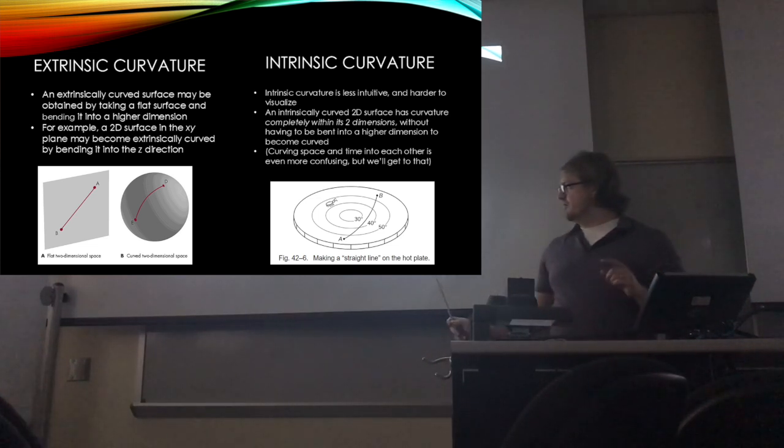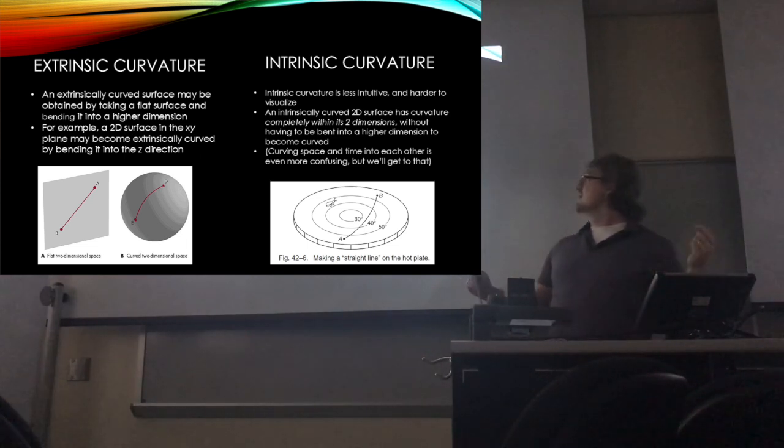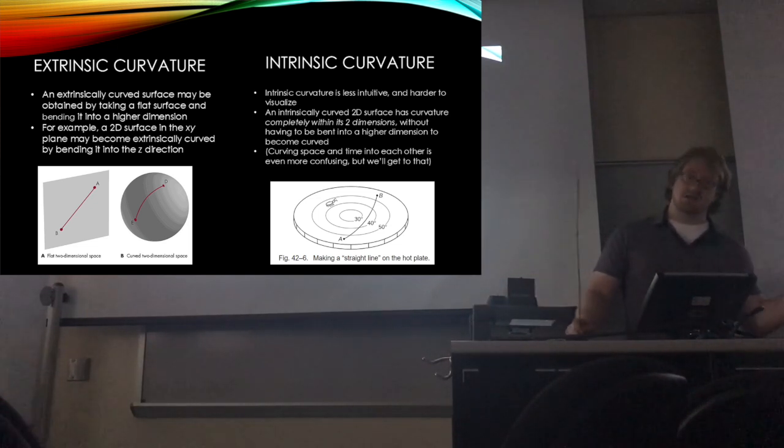This is still, I want to point out, only curving space into space. We haven't introduced time yet. To get the full GR description, we have to actually curve and bend space and time into each other. That gets even more confusing, but we'll get to that in a little bit.